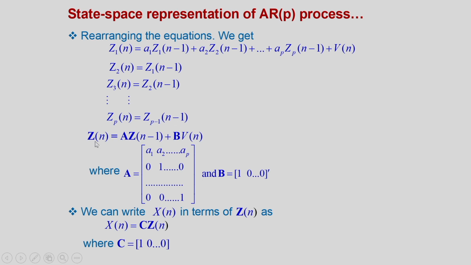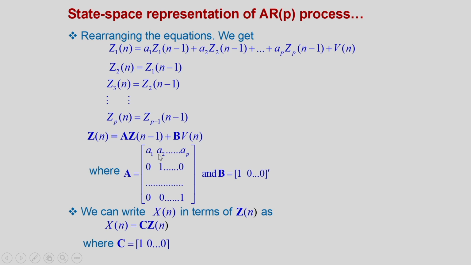So, that we can now write Zn, this is the state vector Zn, which comprises of elements Z1n, Z2n up to Zpn. That is the Zn vector, it is a column vector, is equal to A matrix times Z of n minus 1 vector plus B matrix times Vn. Vn is a scalar only. So, where A is given by this matrix now, it is a P by P matrix.